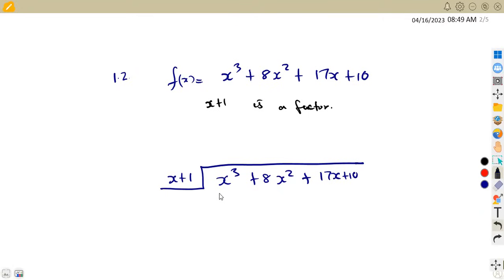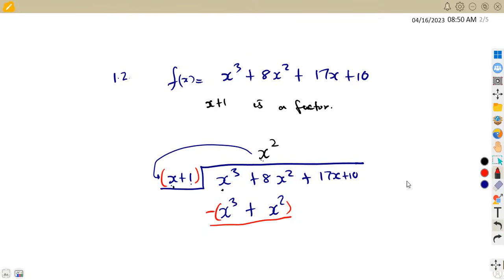So remember, it's always the first term divided by the first term. So x to the exponent of 3 divided by x is going to give us x squared. Whatever you obtain here, we are going to multiply it back to this term. So x squared is going to multiply back. That's x squared times x, that's x to the exponent of 3, and x squared times 1, which is x squared. Then whatever you're obtaining, we are supposed to subtract in this case.